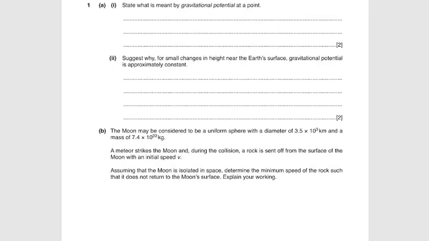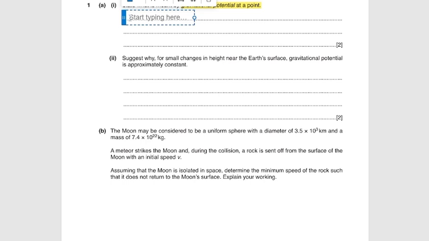We're looking at question 1 of winter 2018 paper 4-1-9702. The first part reads, state what is meant by gravitational potential at a point. Now this is one of the many definitions from this chapter that is extremely important and something that should be in your mind all the time.